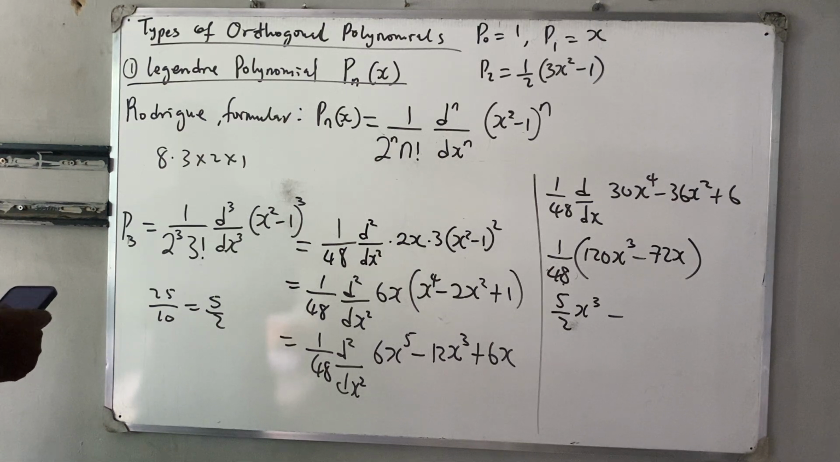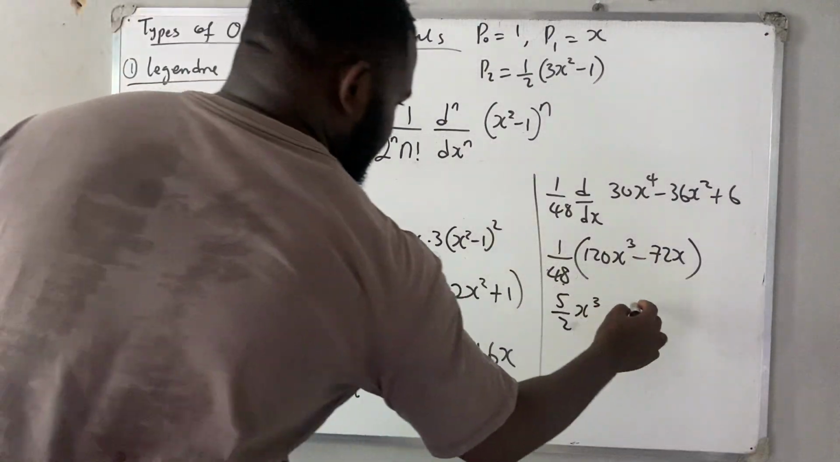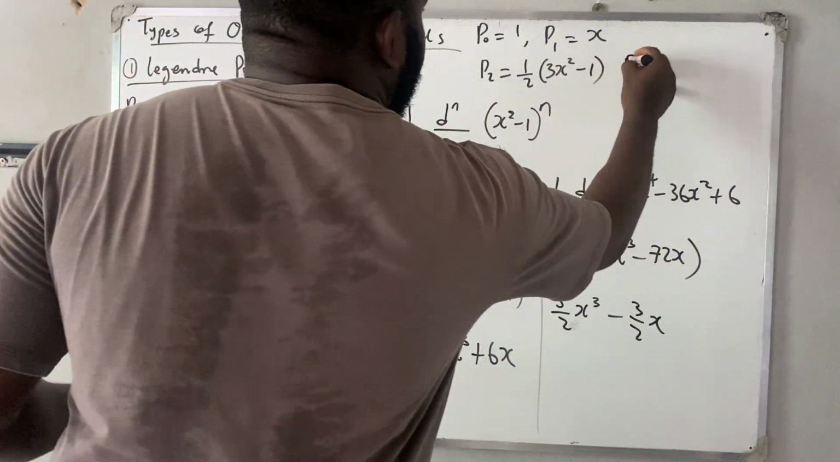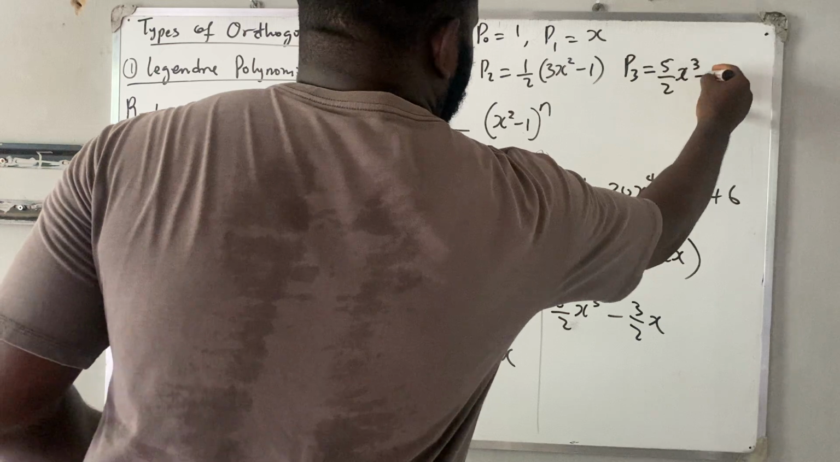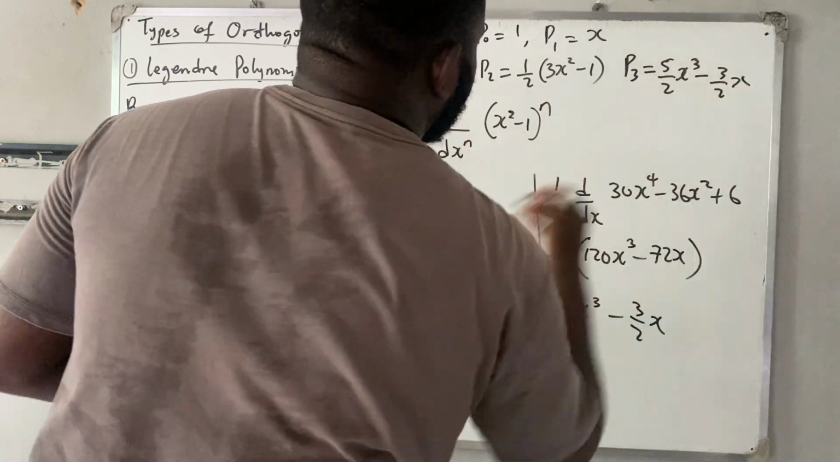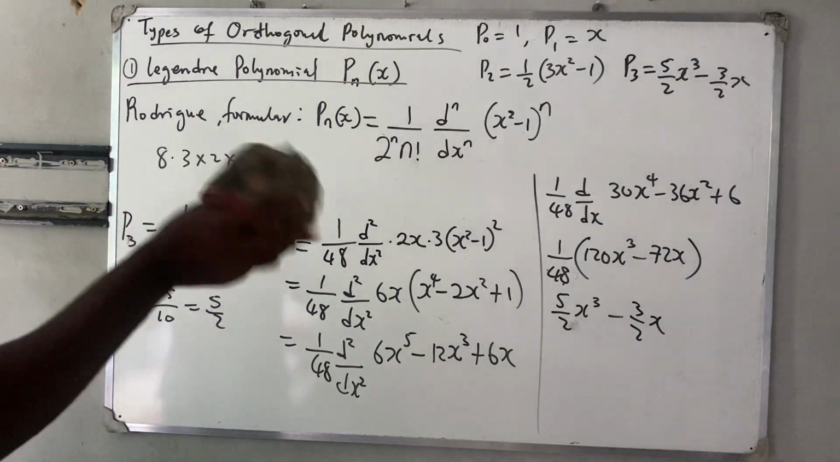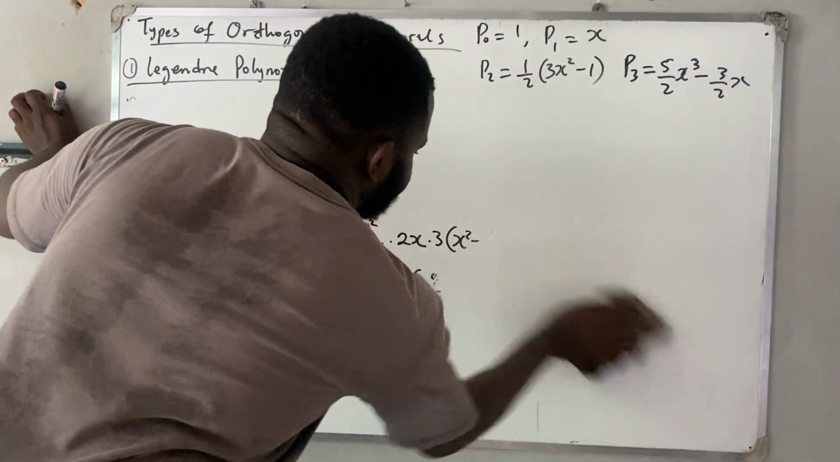72 divided by 48. 1.5. 1.5 is 3 over 2. So 3 over 2x. Okay? So that is that. So our P3 is equal to 5 over 2x cubed minus 3 over 2x. Okay? So that is that. So you can try the P4 and the rest of them and get them. Okay? So that is that.